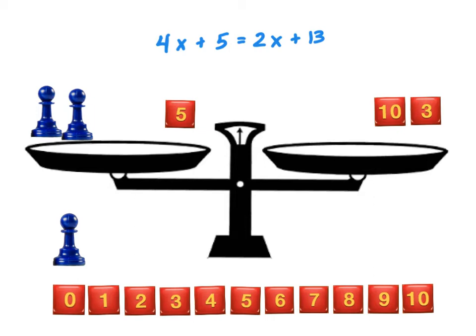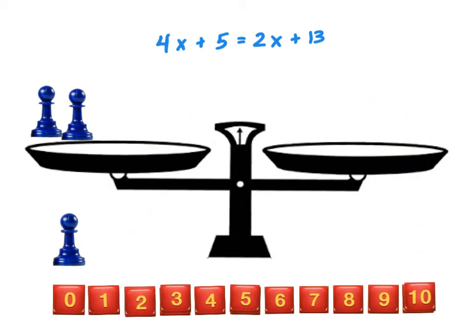I'm going to look for the smallest number cube, and I'm going to take that away from both sides. The smallest number cube I see is a 3. So if I take a 3 away from the right-hand side, I must take a 3 away from the left. 5 minus 3 gives me 2. I can take away more number cubes, and the smallest one I see is a 2, so I'm going to take away a 2 from the left and a 2 from the right. 10 minus 2 equals 8.